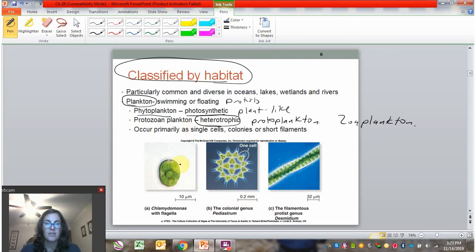So these are examples of some plankton. This is a single-celled plankton. This is a colonial plankton. So we see one cell and they organize into this really pretty, under the microscope, little crystalline structure. And this is a filamentous plankton. Again, we have individual cells here lining up with each other in a long string, which is what filament means.